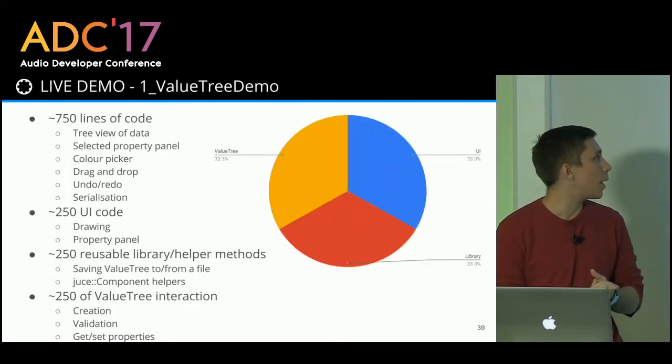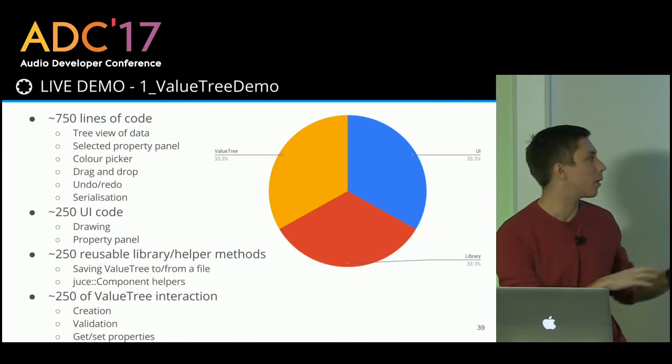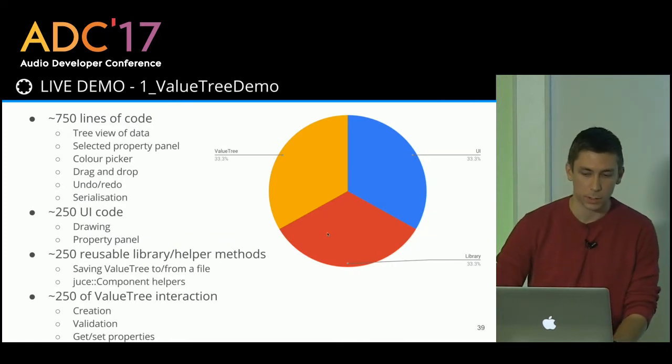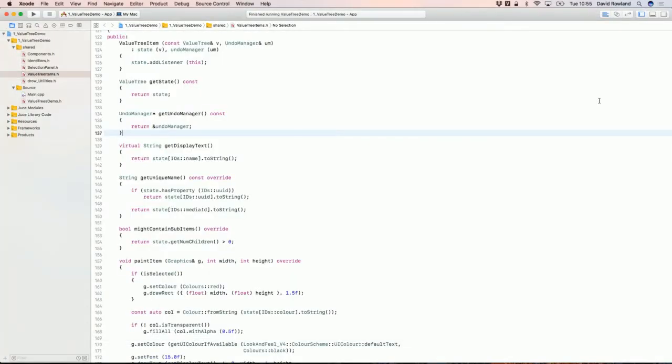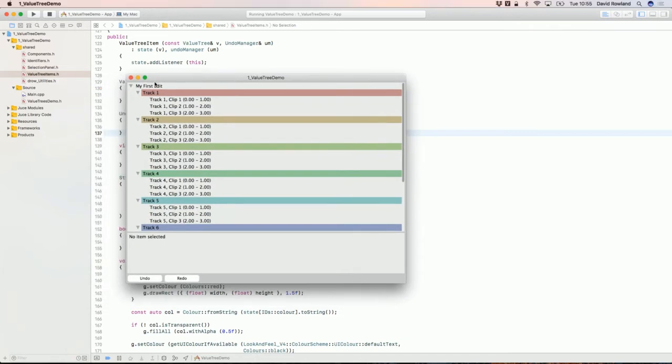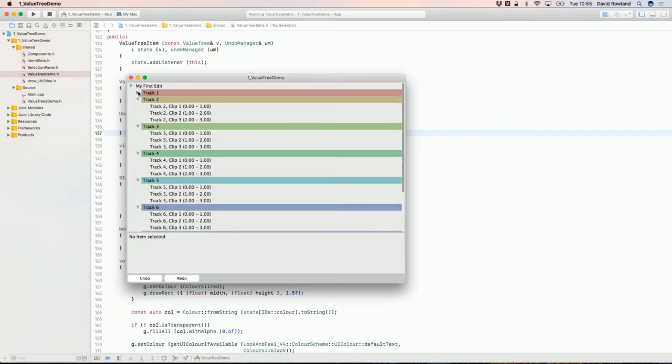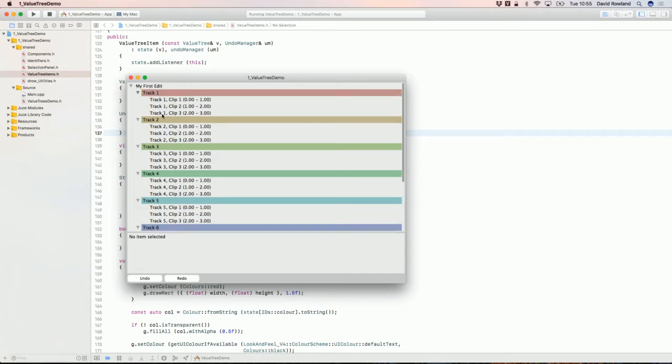So I've got a real quick demo here. You don't need to actually examine the code. The example will be on GitHub. But I wanted to show you how quickly you can write an application. So what I've got here is a slightly adapted version of the ValueTree demo that's in the JUCE demo. It's essentially a real basic DAW. It doesn't do any playback. But I've got my tree structure here, my tracks that are collapsible, and each of the tracks contains some clips.